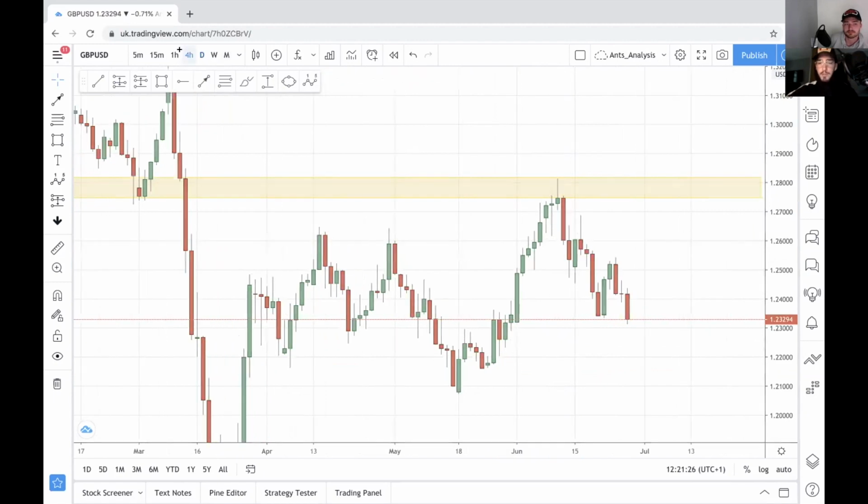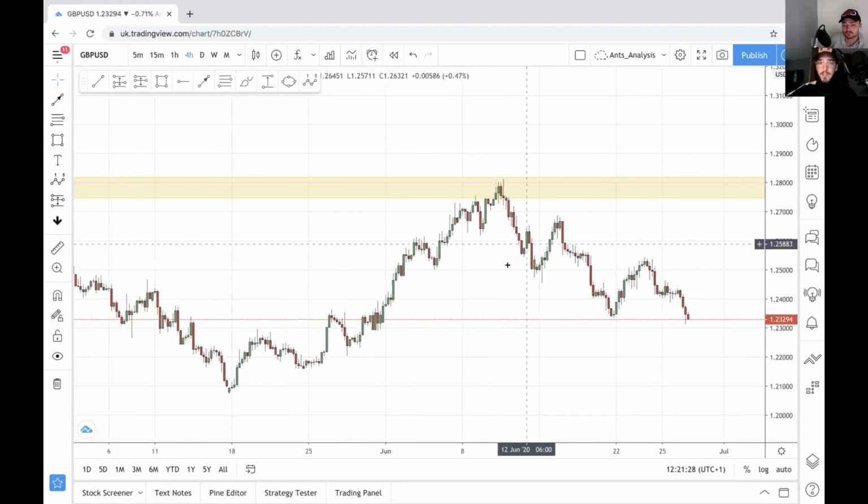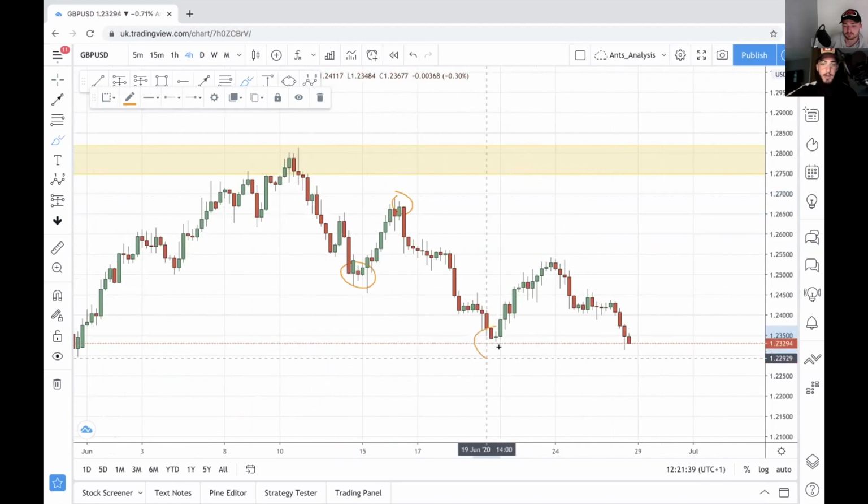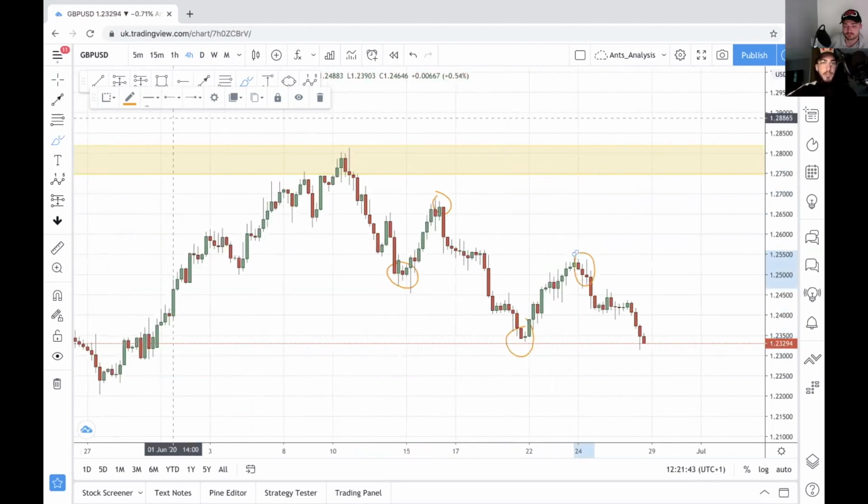So jumping down to the 4 hour. Well, ever since this retest, we have just been making bearish market structure. As you can see, we made our first lower low, followed by our lower high, and then our lower low again and our lower high. So we have just been making bearish market structure.